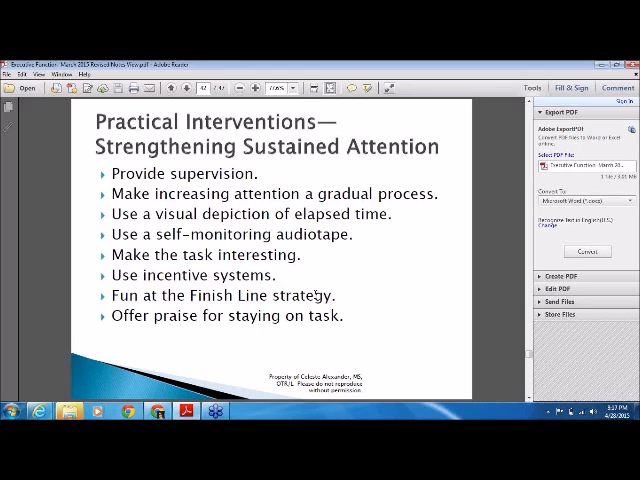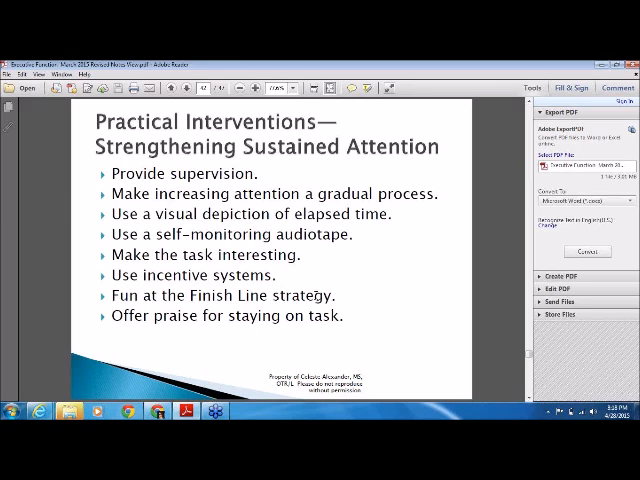Self-monitoring audio tape. I think that's pretty self-explanatory. You can record and self-monitor: listen, how long were you able to pay attention? Let's play it back and find out. Okay, I think that's kind of cool.